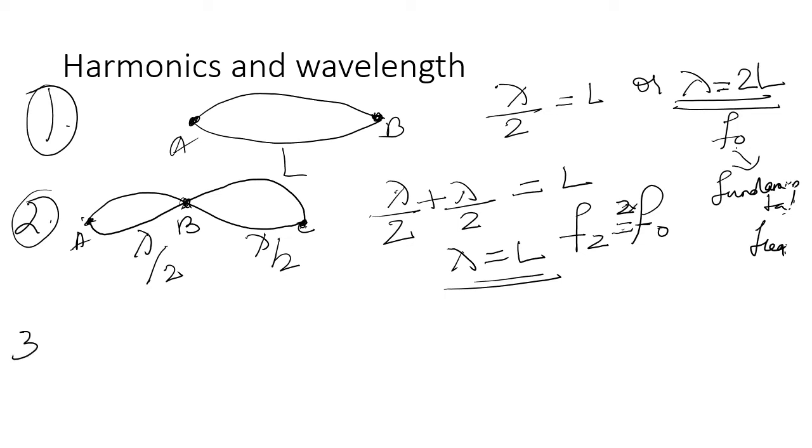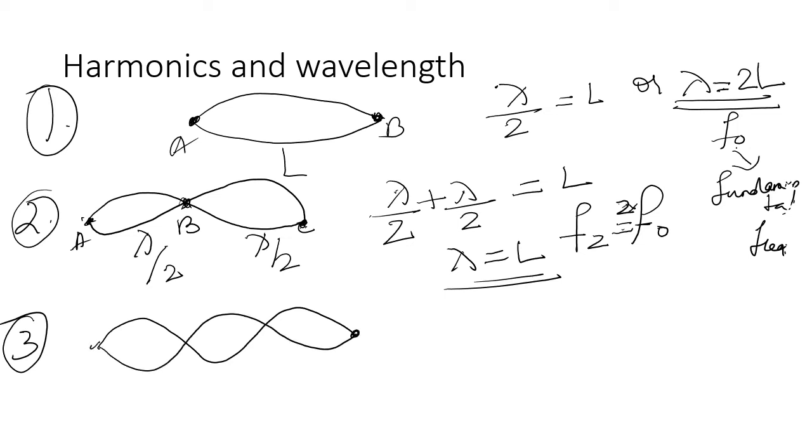Then, if we think about the third pattern, how many nodes should be there? We started with 1, we became 3. Now we should be going to 4. So we can go like this.